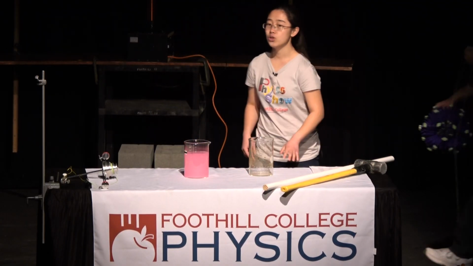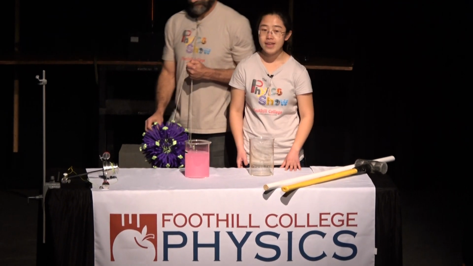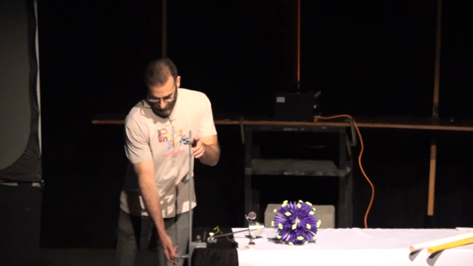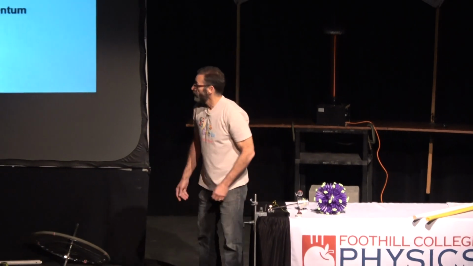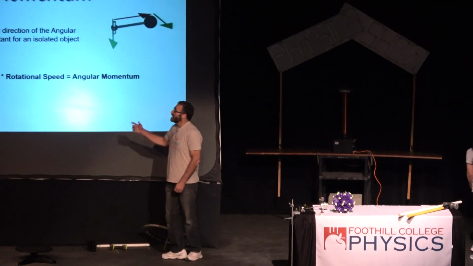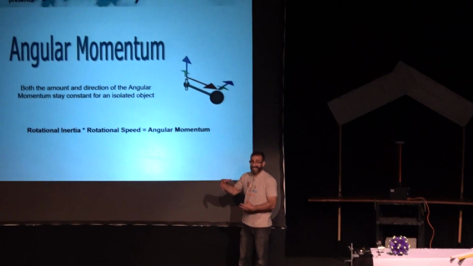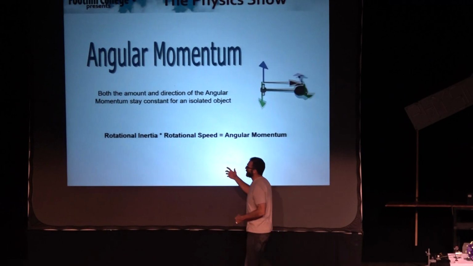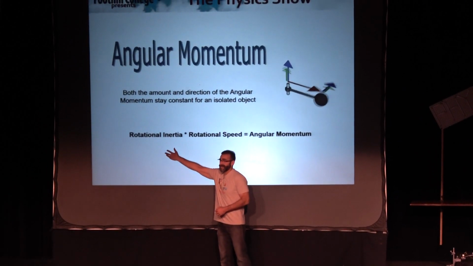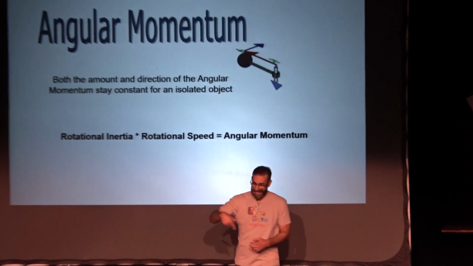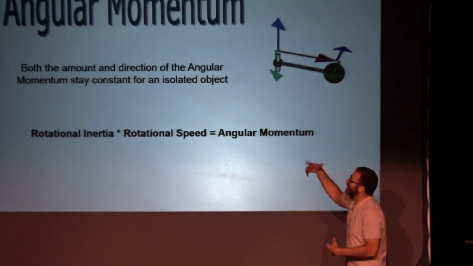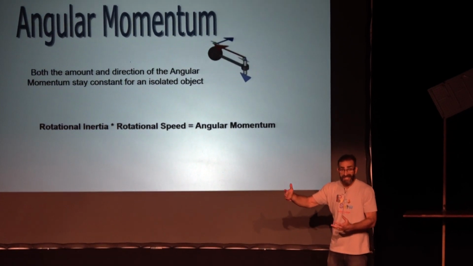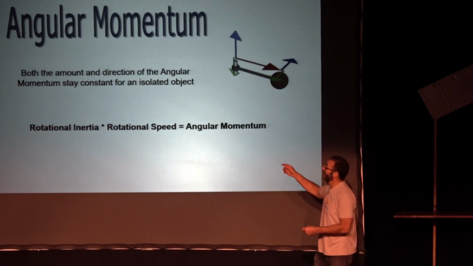Now Frank is going to explain the conservation of angular momentum. So when we make something spin, it has a property we call angular momentum. And angular momentum is a combination of two things. It's a combination of rotational inertia, which we've been talking about, and how fast it's spinning. And once an object is isolated, that quantity, angular momentum, can't change. It is a conserved quantity. It's a constant. It doesn't change.